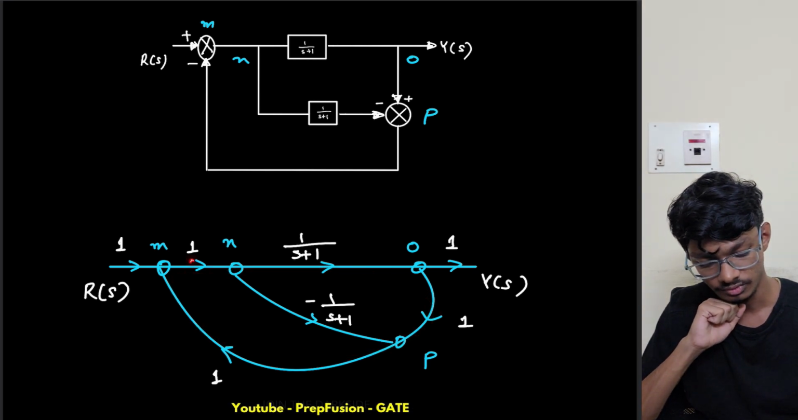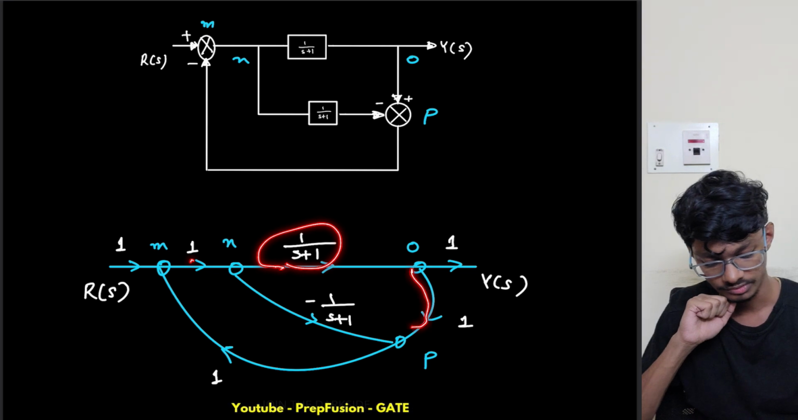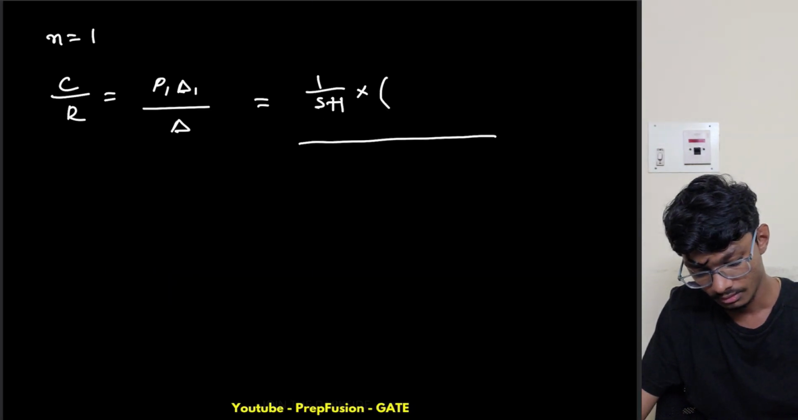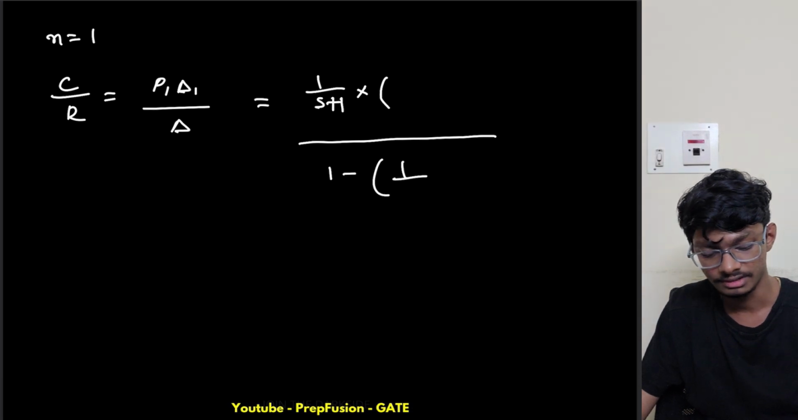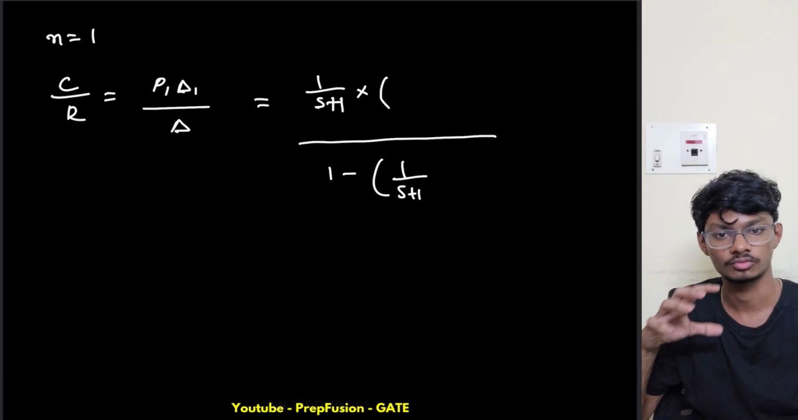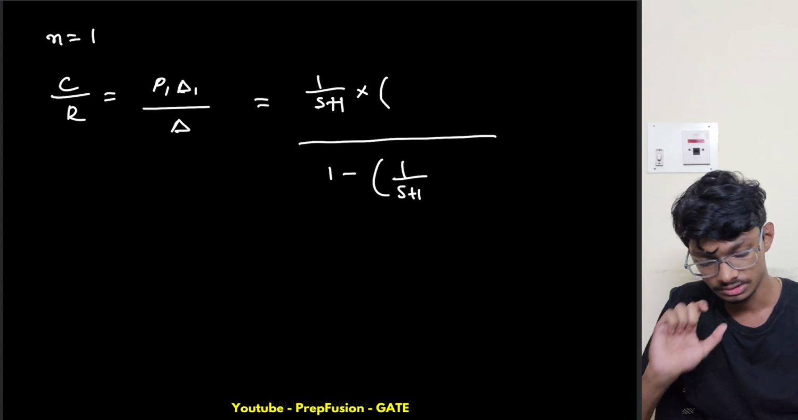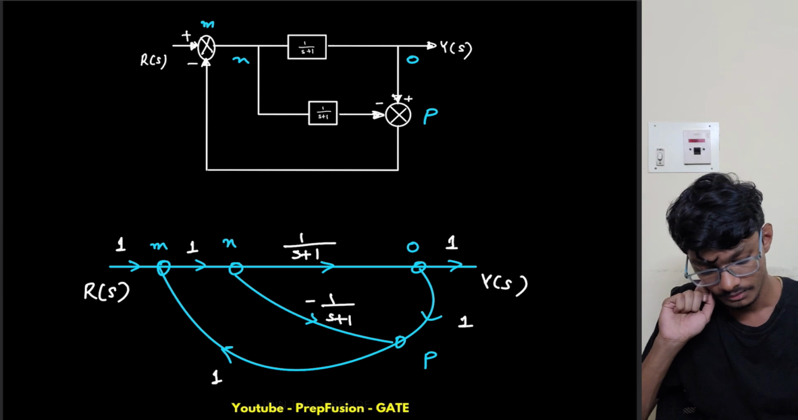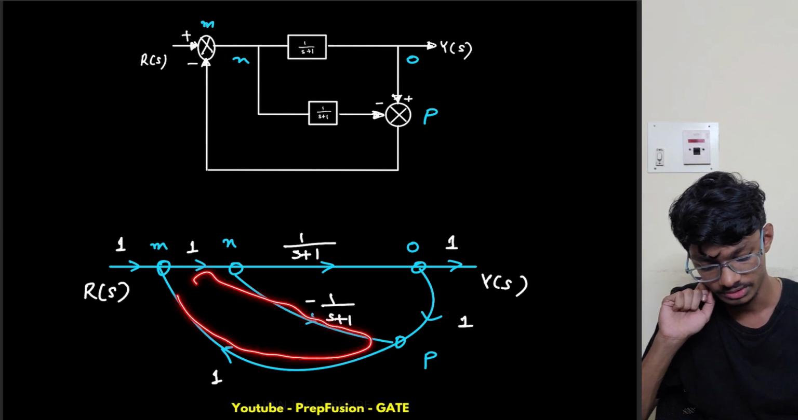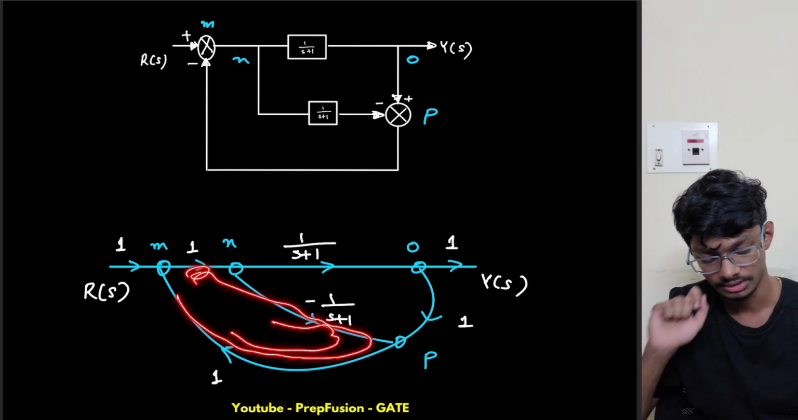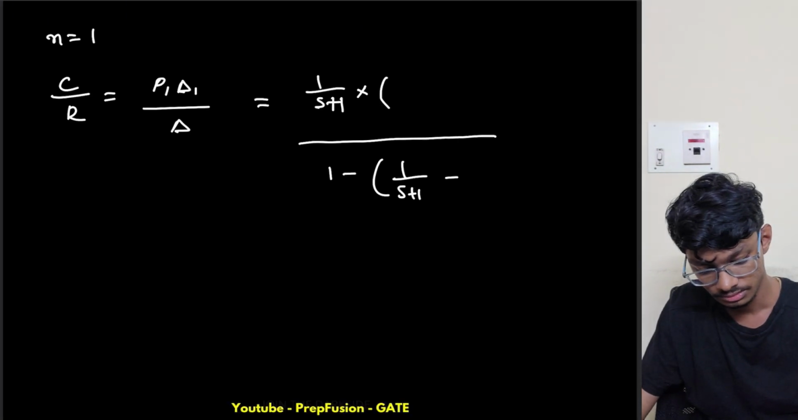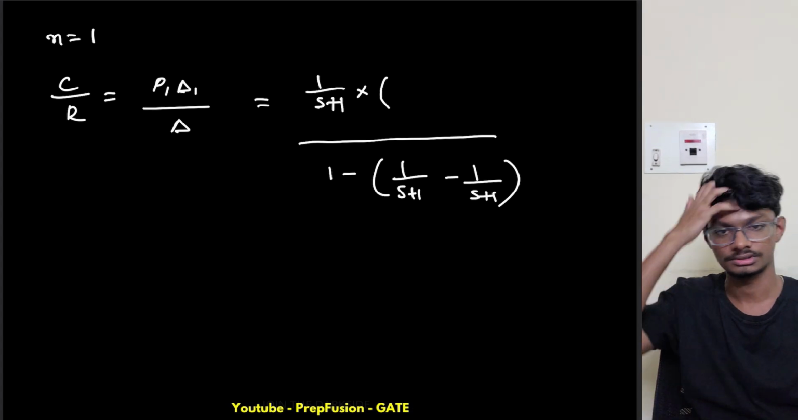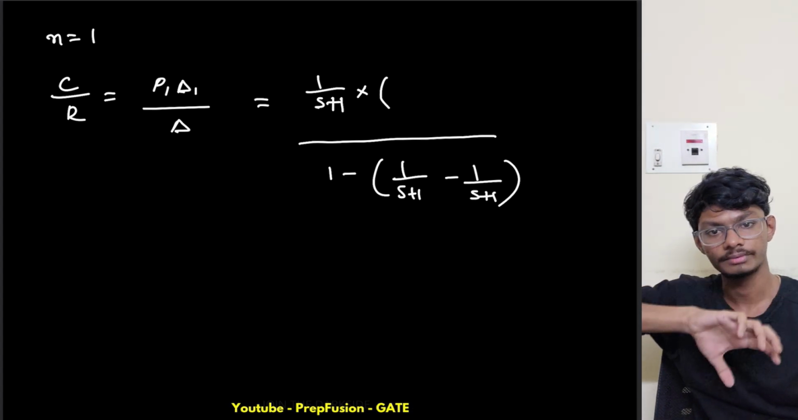This is 1 times 1 by s plus 1 times 1 times 1. So this is basically, you have to practice writing this directly, because in GATE exam you can't waste so much time. Now this is not minus, this is plus. Again this loop, right? This loop is minus 1 times minus 1 by s plus 1 times 1. So this is minus 1 by s plus 1. Okay, so yeah, this is basically what my determinant will be.